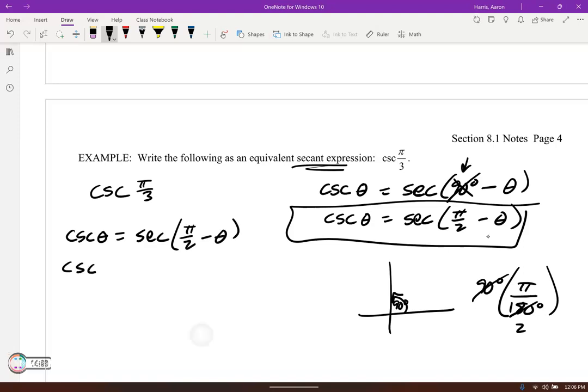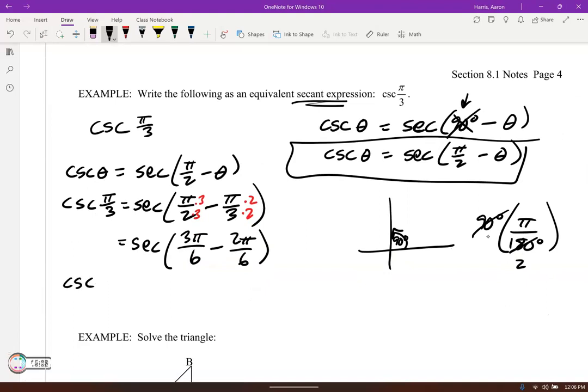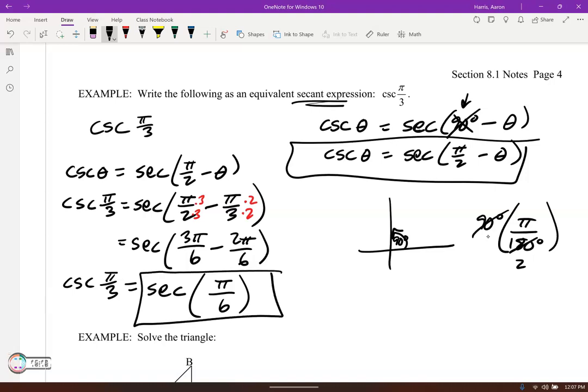I have cosecant, and my theta here is pi thirds. So I have pi halves minus pi thirds. I've got to go ahead and get a common denominator here, so times 3 and times 2. So it looks like I have 3 pi over 6 minus 2 pi over 6. So I got 3 pi minus 2 pi all over 6. 3 pi minus 2 pi is 1 pi all over 6. So there it is. Cosecant of pi thirds is the same as the secant of pi sixths.